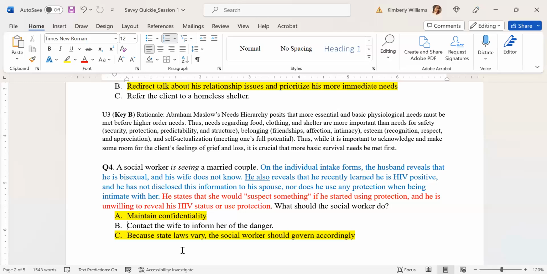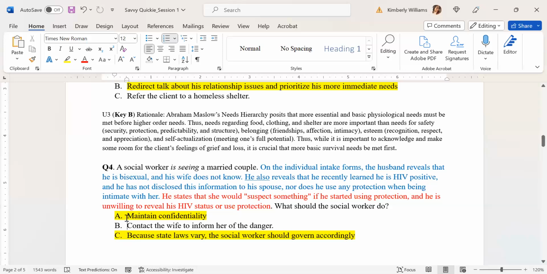This is Nona. I'm going to say C because I'm in the state of California. In the state of California, we do maintain confidentiality, but I'm certain in Texas and Georgia that you do notify and you could be prosecuted for knowingly infecting someone and not disclosing your HIV status. So I would go with varying state law.